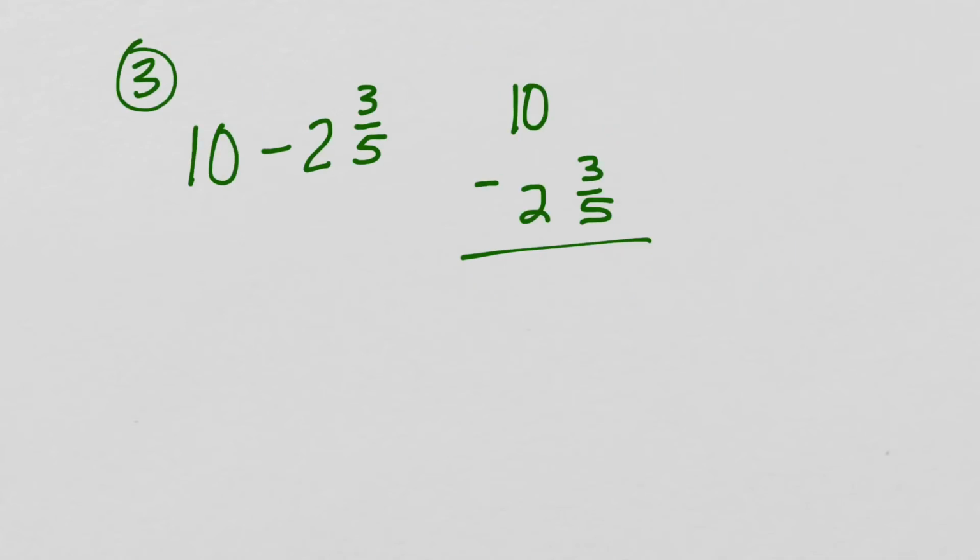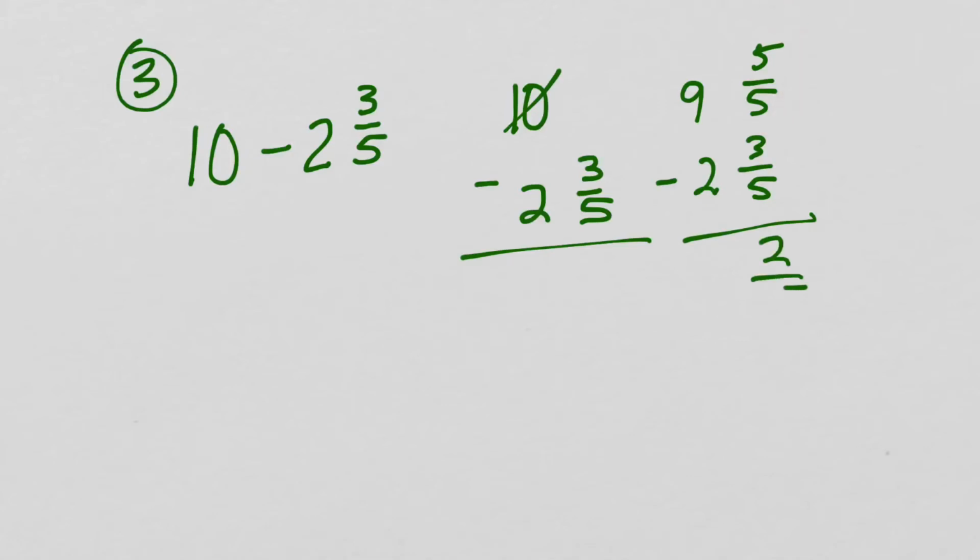10 minus 2 3/5. So we know that 10 can be rewritten as 9 5/5 minus 2 3/5. 5 minus 3 is going to give us 2. The denominator stays the same. And 9 minus 2 is going to give us 7.